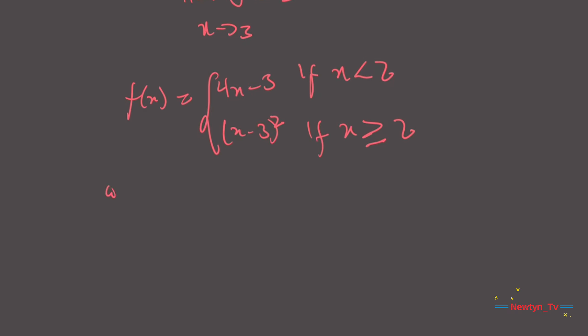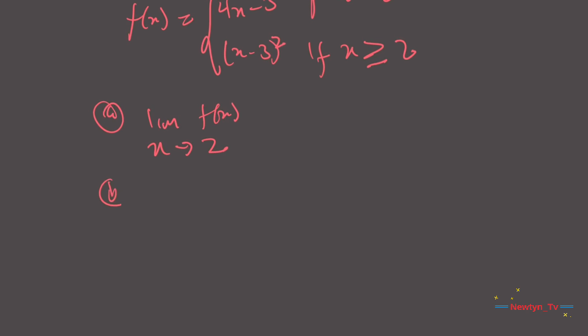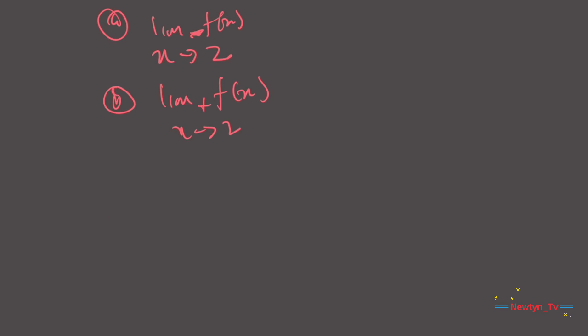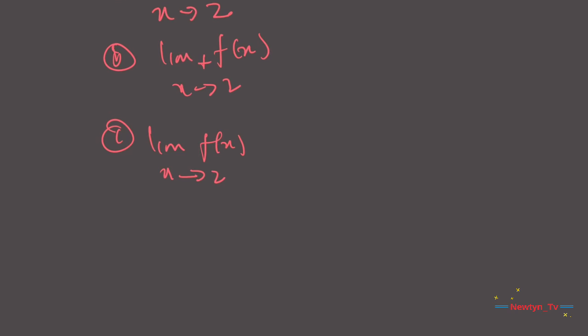So a, the limit of f of x as x approaches 2, and b, the limit of f of x, so this minus and this positive, of x as x approaches 2. Then the last one is c, the limit of f of x as x approaches 2. Okay, so let's look at the solution for each.